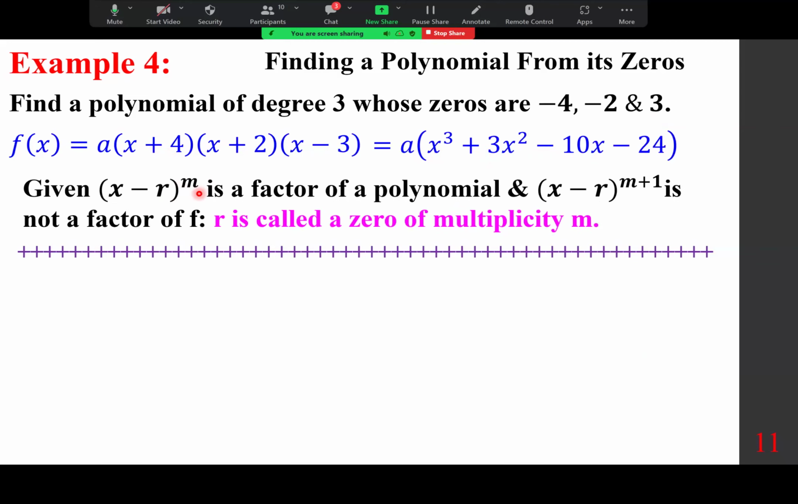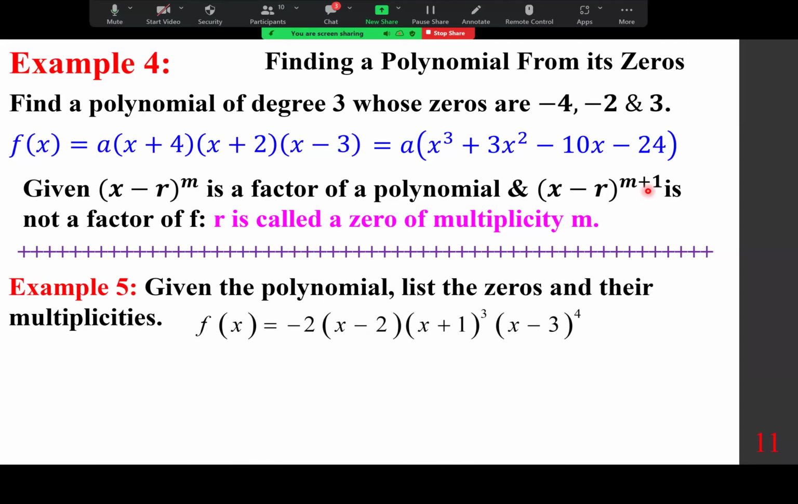So given x minus r to the power of m is a factor of a polynomial, and x minus r to the power of m plus 1 is not a factor of f, r is called a zero of multiplicity m. So if it repeats however many times, let's say it repeats 4 times, then we say the multiplicity is 4, but not 4 plus 1, 5. That's the idea. So given the polynomial, list the zeros and their multiplicities. This has no bearing, it's just the a on 0. So that becomes the leading coefficient.